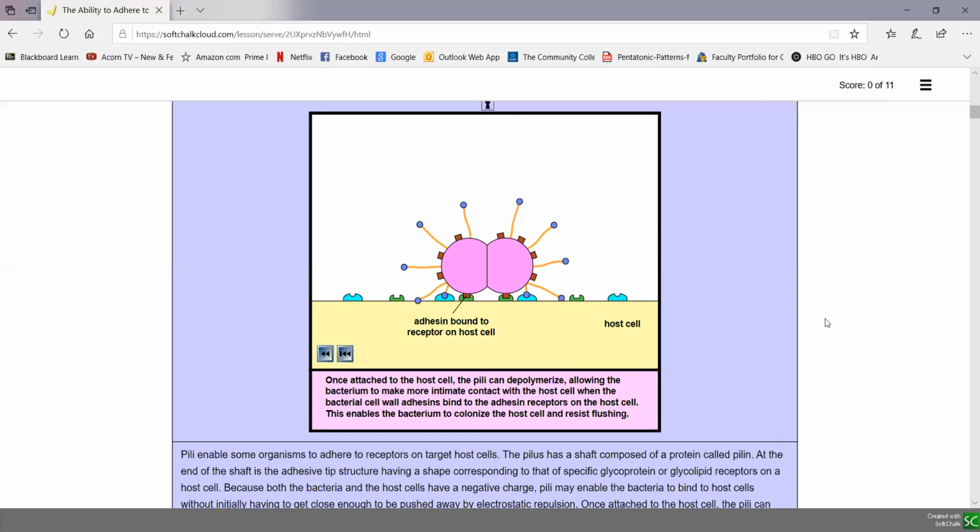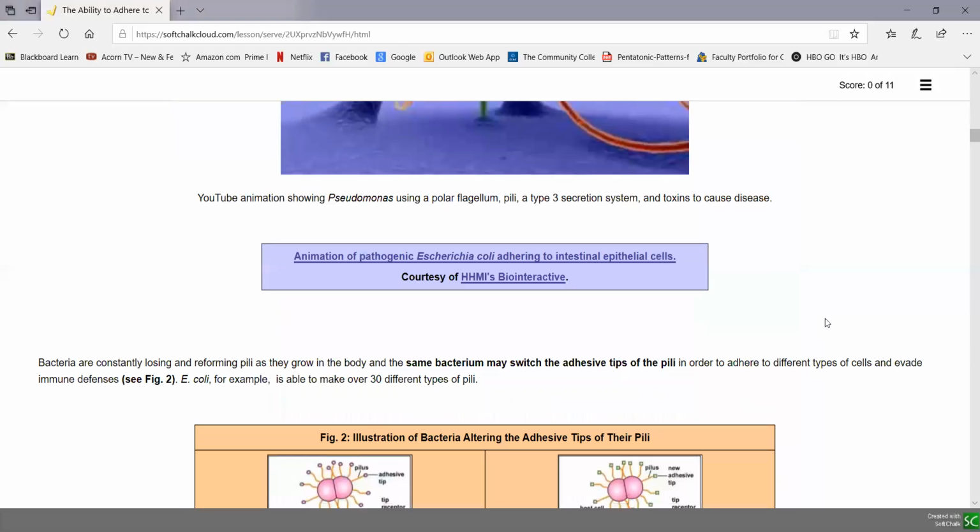So many gram-negative bacteria use both pili and then cell wall adhesins to adhere. And we'll review the adhesins in just a minute. This little animation from Howard Hughes Medical Institute shows how E. coli does some tricky things to be able to adhere to intestinal epithelial cells. So let's play this animation.